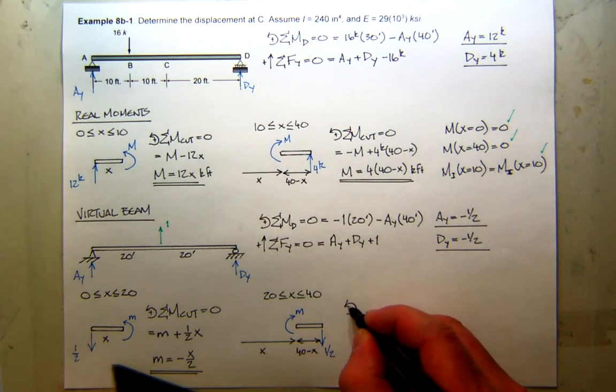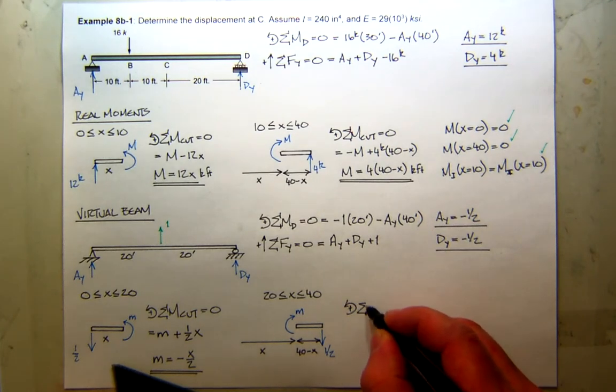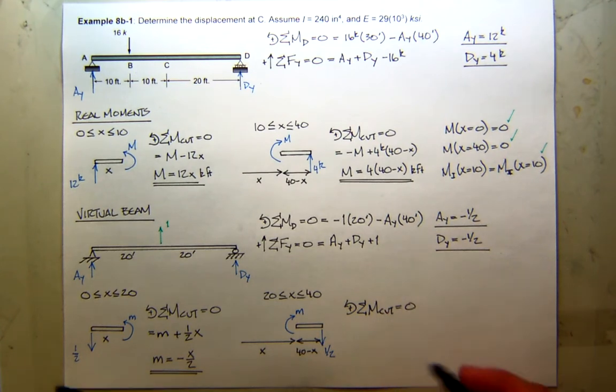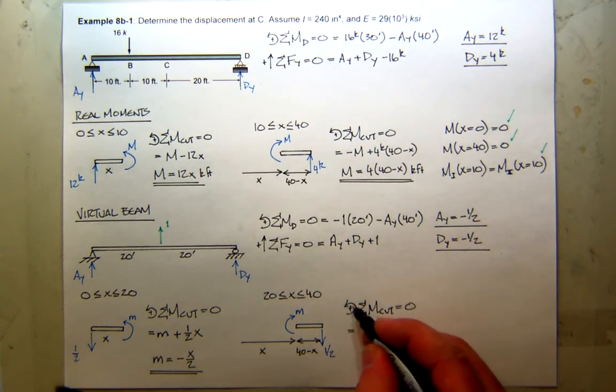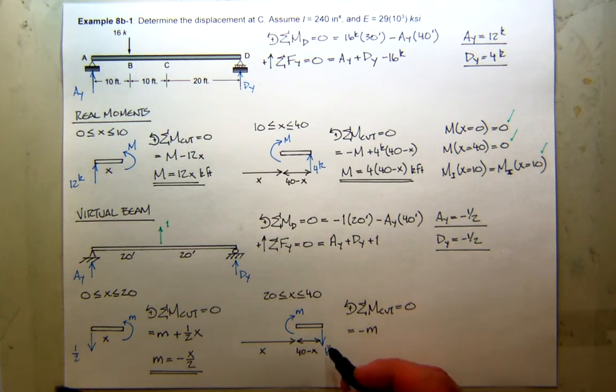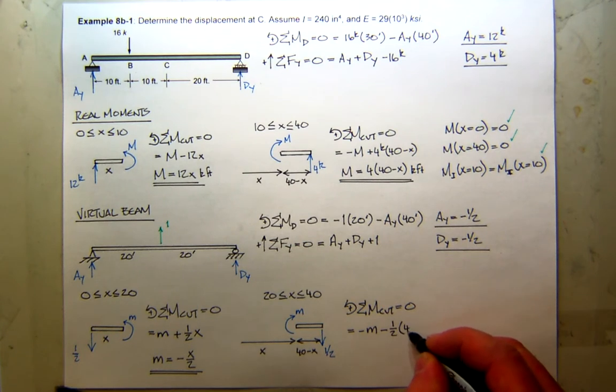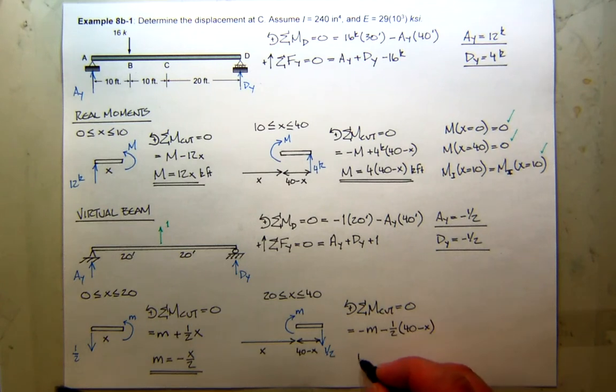So again, if we sum moments at the cut, make sure it's in equilibrium, what do we get? From right-hand rule, this becomes a negative moment. This 1/2 acting down also creates negative moment, and that'll be a force of 1/2 times a distance of 40 minus x. And solve for the moment, you get minus 1/2 (40 minus x).